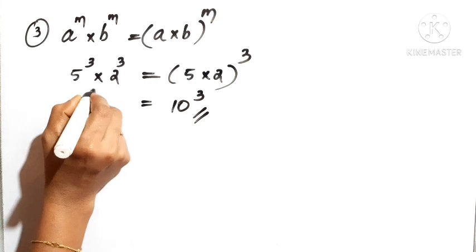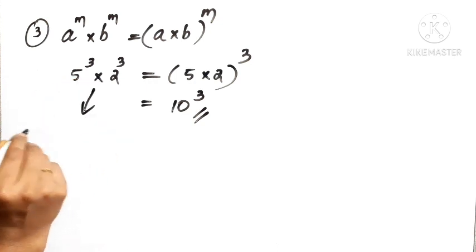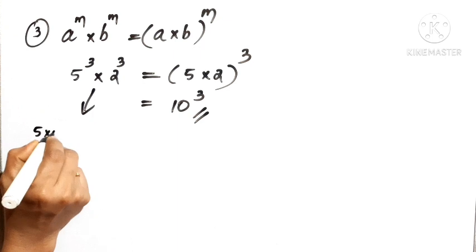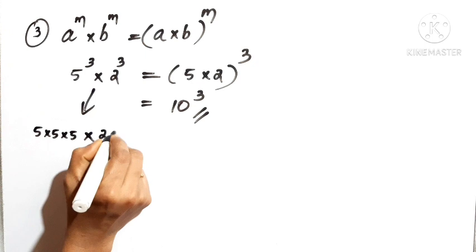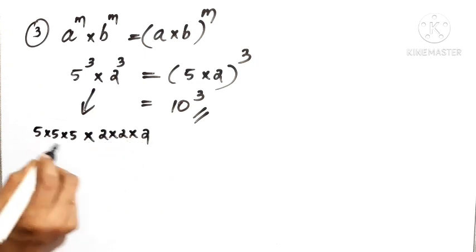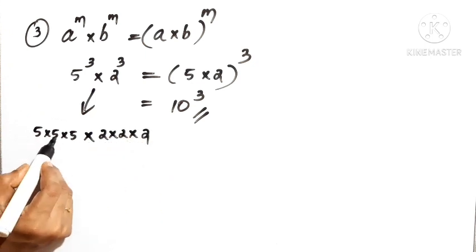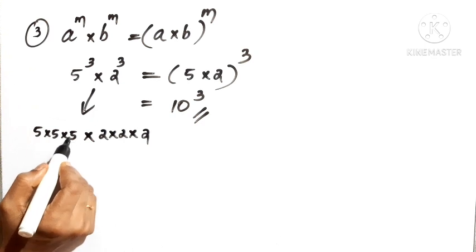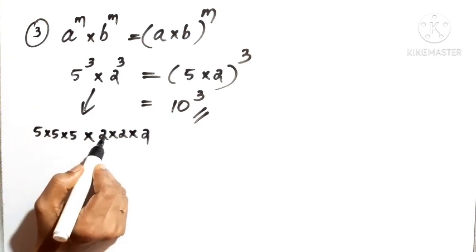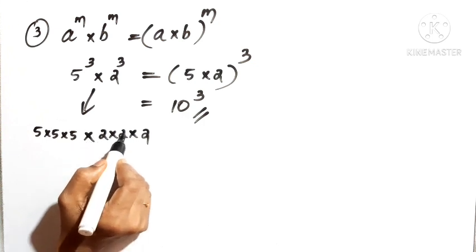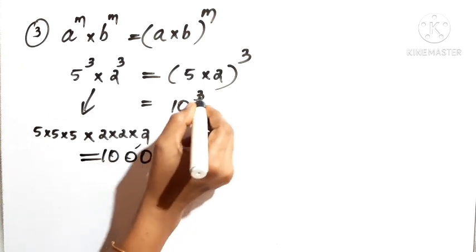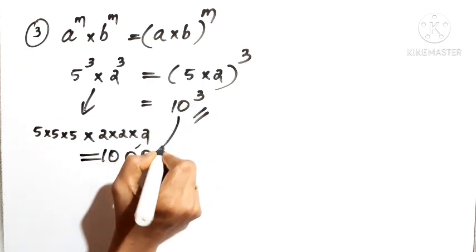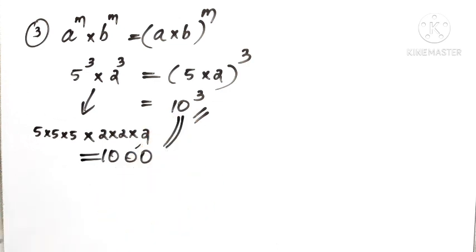Okay, let us verify here. 5 cube, how much children? 5 into 5 into 5, into 2 raised to 3 equals 2 into 2 into 2. 5 5s are 25. 25 5s are 125. 125 into 2, 250. 250 into 2, 500. 500 into 2, yes. Answer becomes 1000. 10 raised to 3 also equals 1000. Equal to 1000, no? Okay. Clear, no children?